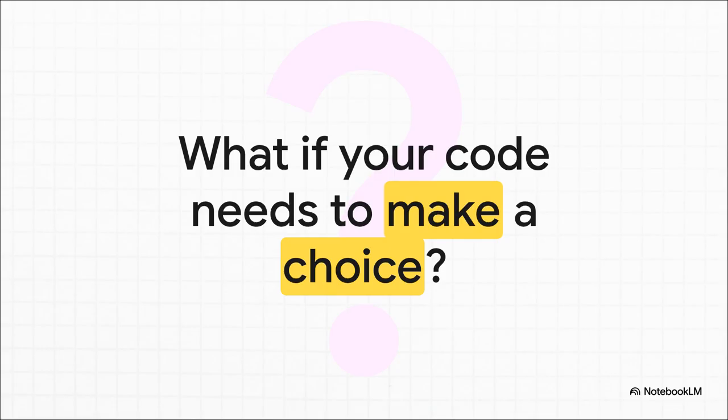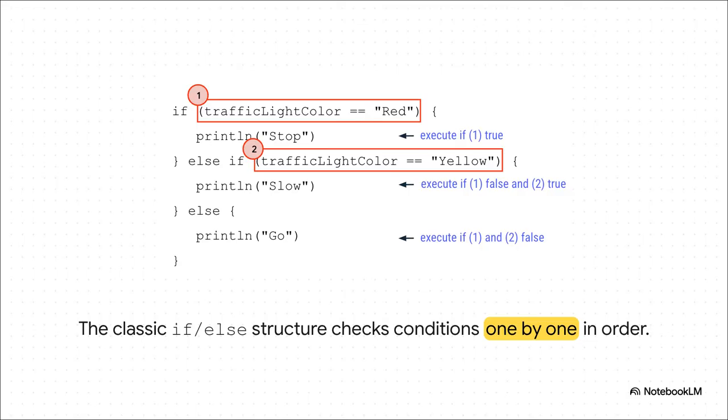Think about it. A self-driving car pulls up to a traffic light. What does it do? Well, it depends, doesn't it? It all depends on the color of that light. So the old school way to handle this, the way you'll see in a lot of languages, is with an if-else structure. It's pretty logical. The code asks, is the light red? If the answer is yes, it runs the stop command, and then it's done with the whole block. But if it's not red, it moves on to the next question. Okay, well, is it yellow?